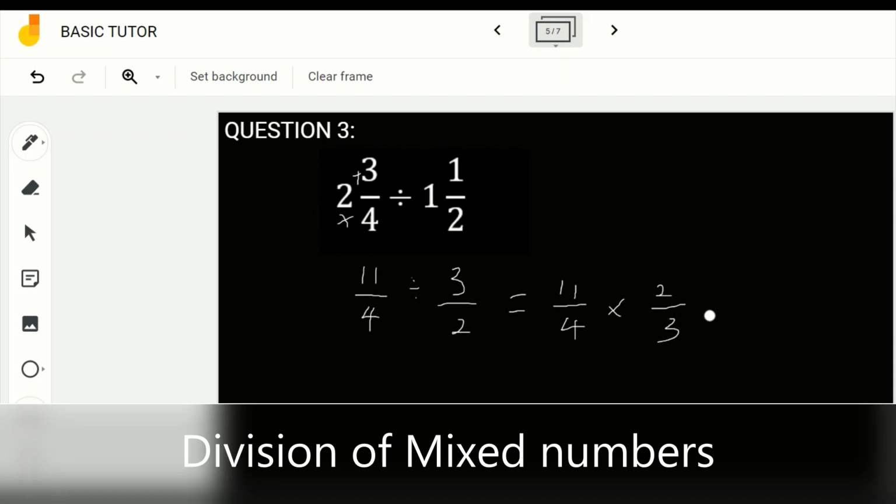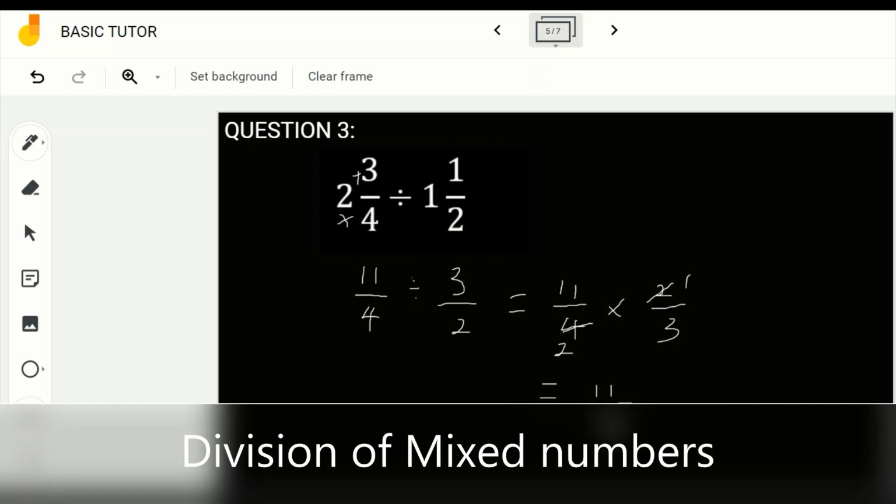Alright, what next? We can try to cancel. As you can see, 2 divided by 2 is 1. 2 into 4 is 2. Alright, so we are left with 11 times 1 is 11 over 2 times 3 is 6.